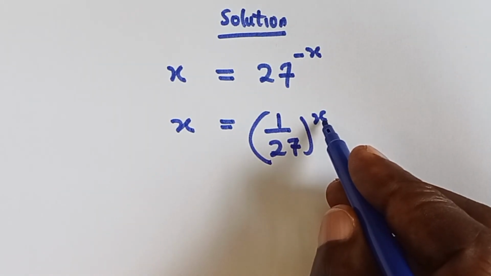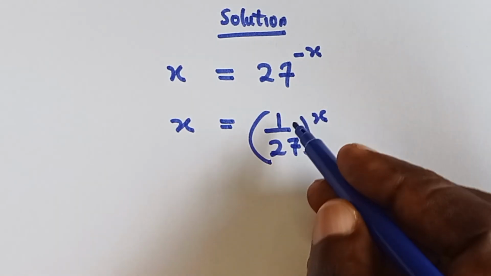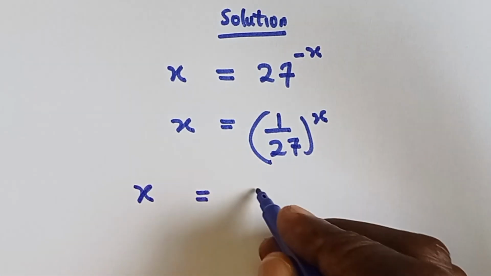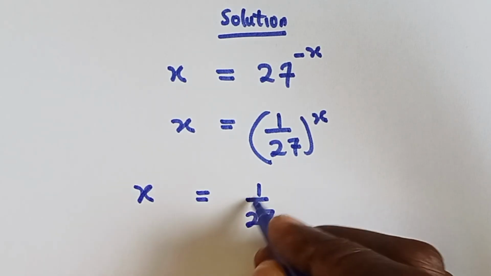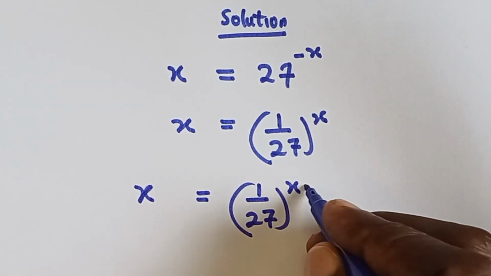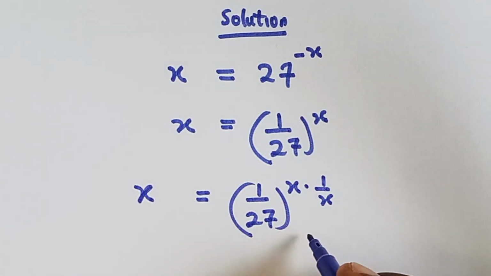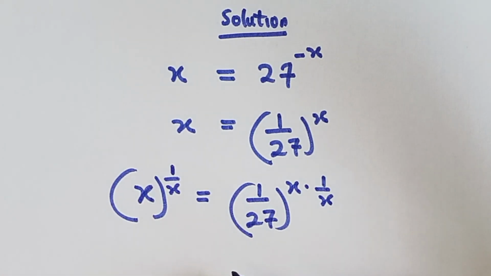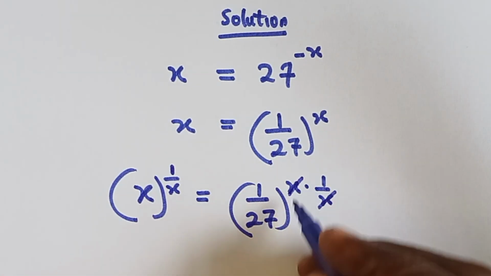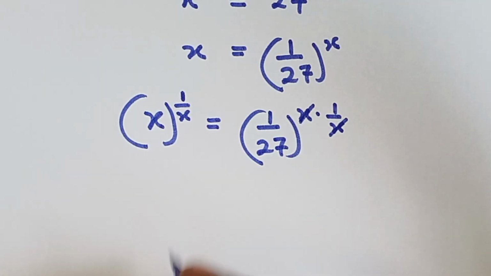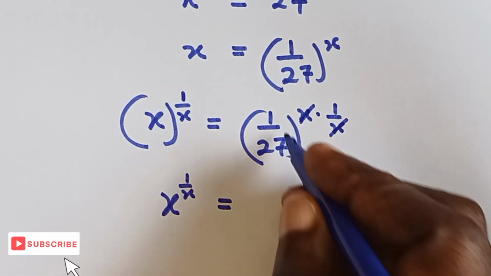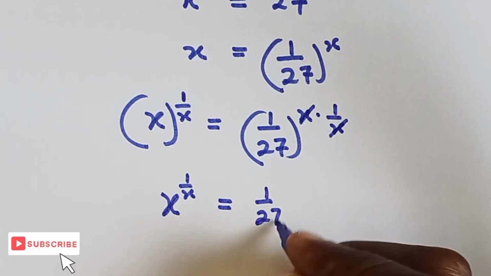If you multiply it by 1 over x, then whatever you do to this side, you do to this side. So here we have 1 over 27 raised to power x, multiplied by 1 over x to cancel out, and we also multiply this by 1 over x. So this x cancels here. We have x raised to power 1 over x equals 1 over 27.